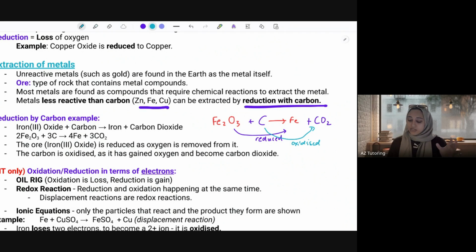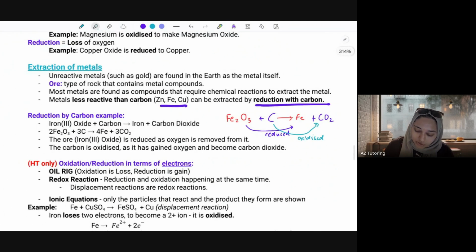It's easy to figure out what's getting reduced and what's getting oxidized if they do ask you. And the whole purpose of extraction of metals using reduction by carbon is we want to get the metal out. So you can see we've got the metal out there. They could ask you this in terms of iron, zinc or copper. That's reduction by carbon.